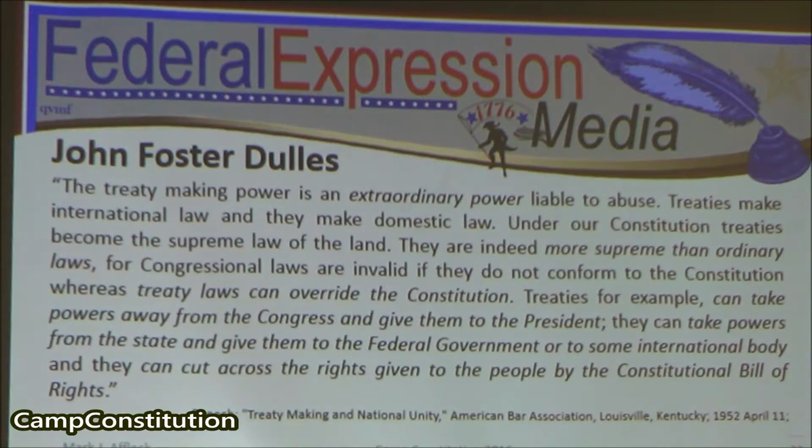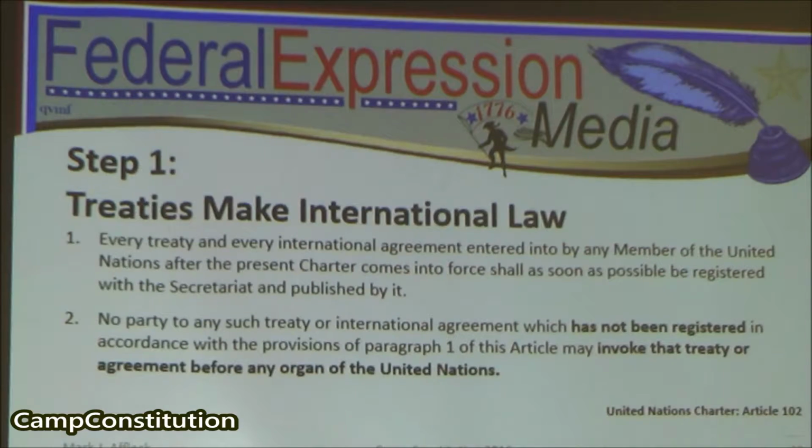If we look at his quote, we can see 9 specific statements that he outlines. We're going to look at that real quick here. He says the treaties make international law. He says that they make domestic law. He declares that they're supreme law of the land regardless of their legitimacy. He declares that treaties are more supreme than ordinary laws.